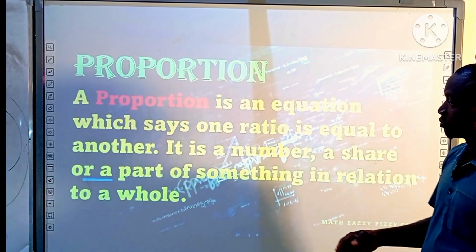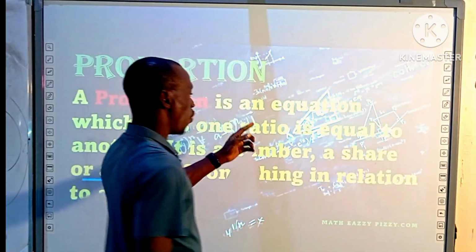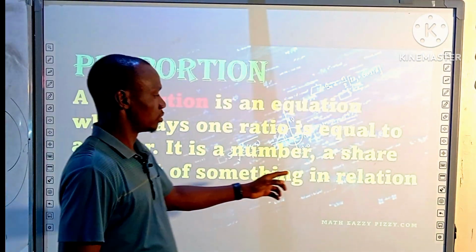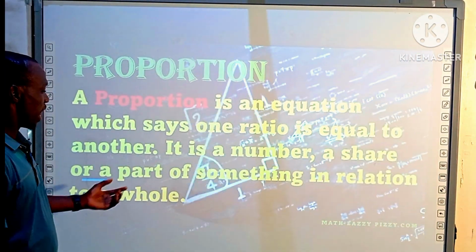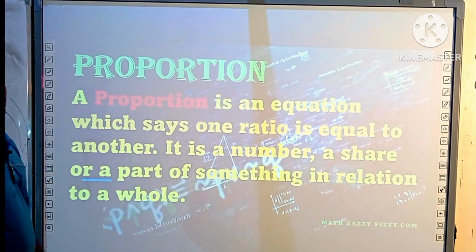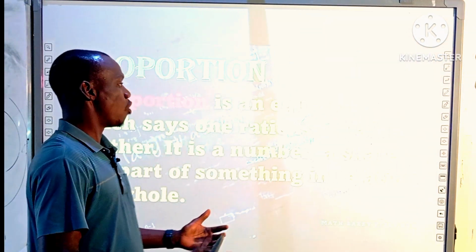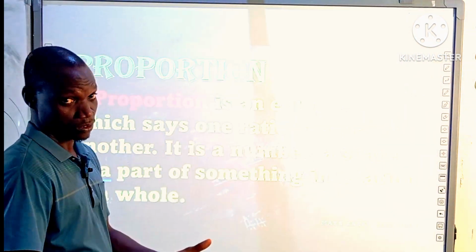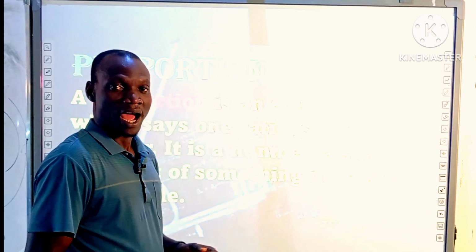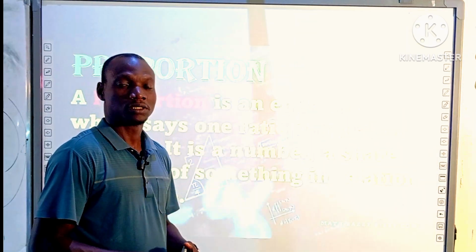What is a proportion? A proportion is an equation which says one ratio is equal to another. It is a number, a share, or a part of something in relation to a whole. That is a proportion. So what am I trying to say? Proportion is simply telling you about how one ratio is related to another. And we have two types of proportion: the direct proportion and the indirect proportion, or the inverse proportion, as it may be called.